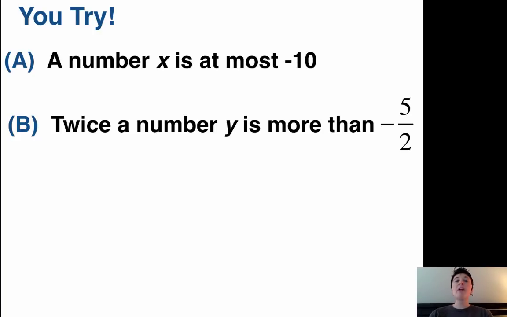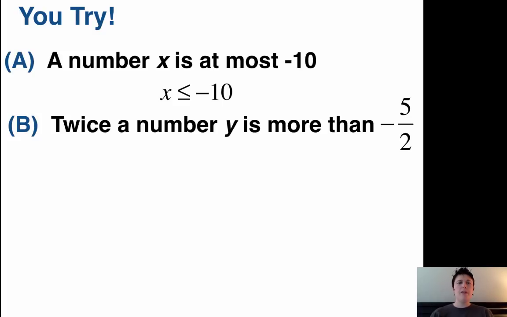Okay, I'm hoping you're unpausing the video and you've tried both problems. Now we're going to go over the solutions here. So starting with A, a number x is at most negative 10. Is at most. So it can't be more than negative 10. It can be less than, but not more than. So here's my translation. X is less than or equal to negative 10.